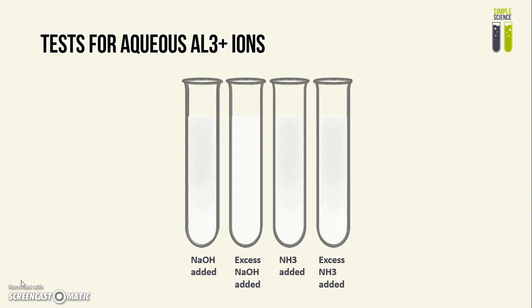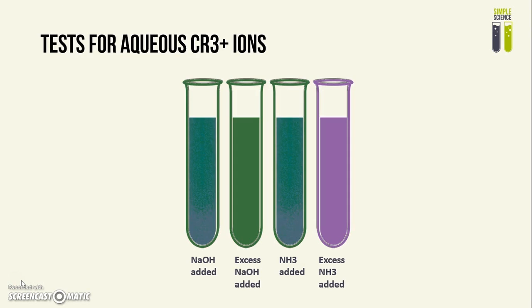Then we have aqueous aluminium ions. When you add aqueous sodium hydroxide to this, white precipitate will form and it is soluble in excess, which gives a colorless solution. When you add aqueous ammonia to it, white precipitate will form, but it is insoluble in excess.